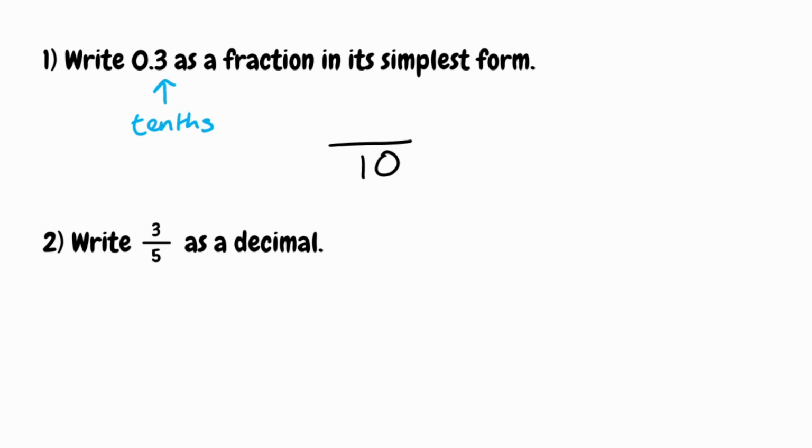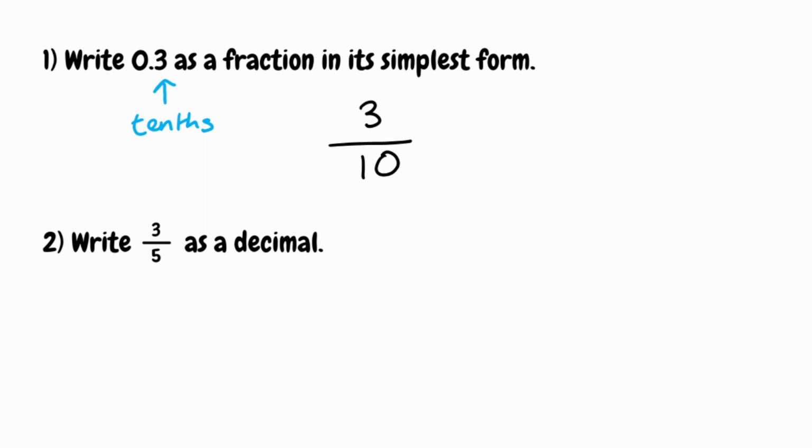So now all we need to do is write down all the digits in the number without the decimal place. So we've got 0 and 3, well we can write that as just 3. So 0.3 as a fraction is 3 tenths. We can't simplify it anymore, so that is our final answer. 0.3 is equivalent to 3 tenths.